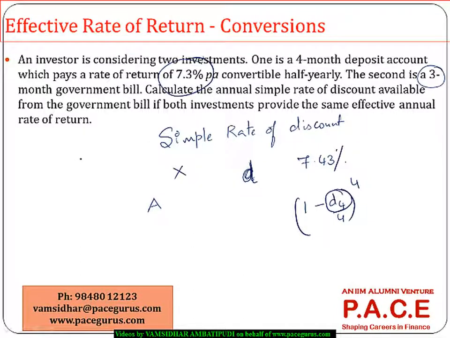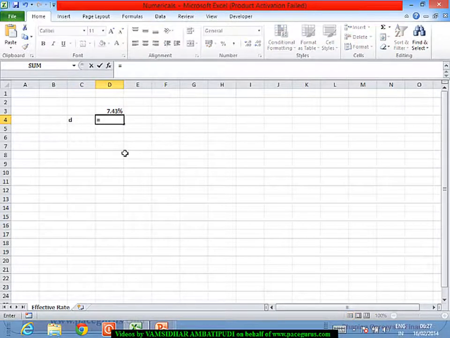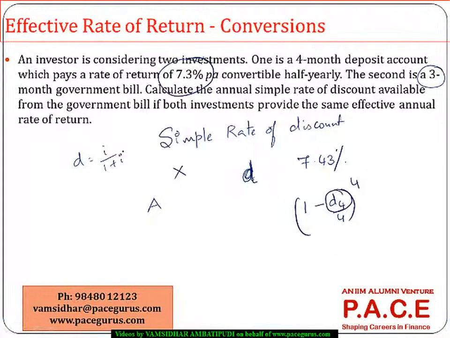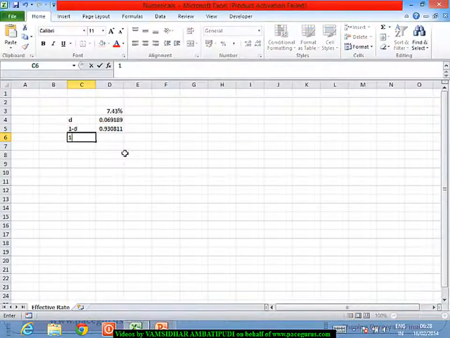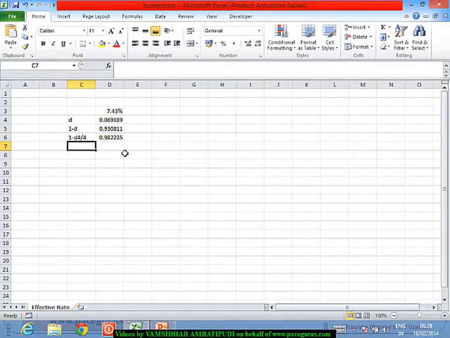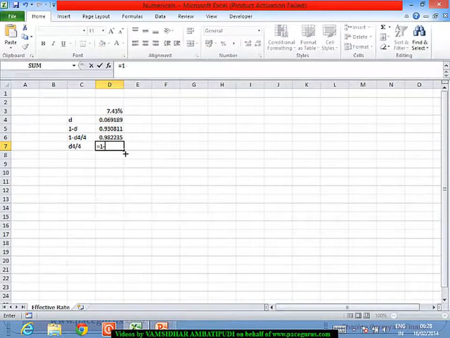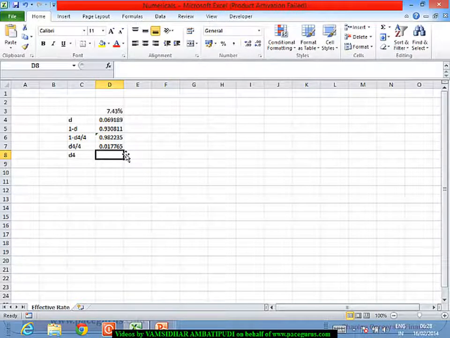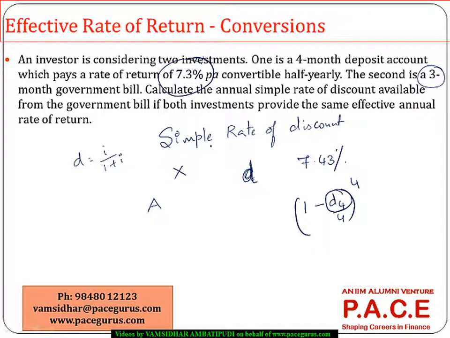So how do I get d from i? d is nothing but i by 1 plus i. Using that formula, I will compute d, and 1 minus d is the same as (1 minus d4 by 4) to the power 4. So 1 minus d4 by 4 goes to the power 1 by 4. From here I will find d4 by 4 as 1 minus this, and multiplying by 4, d4 comes out to around 7.1%. So 7.1% is that rate of discount.